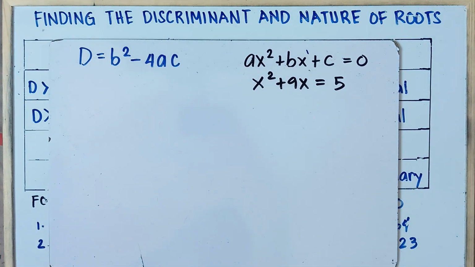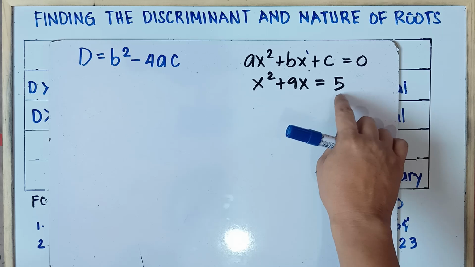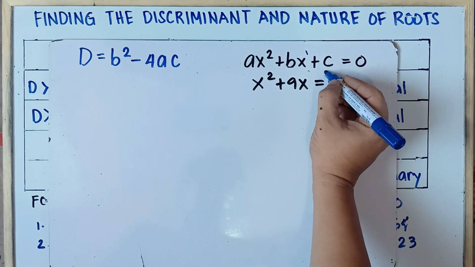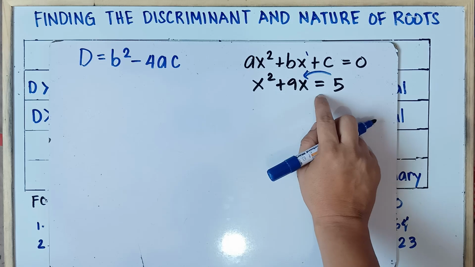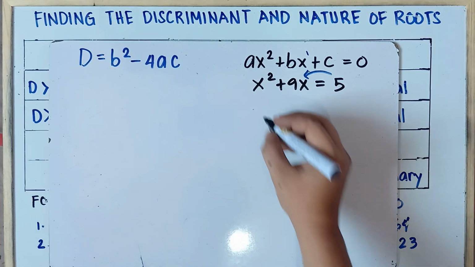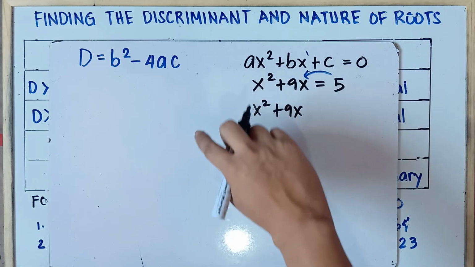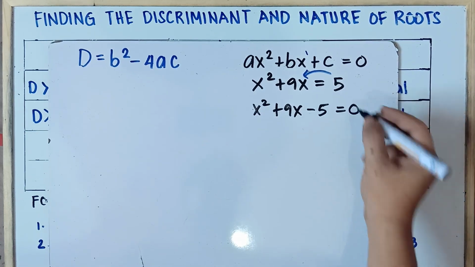Alright, you check the equation, class, if it's arranged. Is it arranged? Nope, it's not arranged, because the right side of the equal sign should be equal to 0. Since we have 5, we need to transpose 5 from right to left. This is positive, and once we transfer it across the equal sign, you always change the sign, class. It will be negative 5. So x squared plus 9x minus 5 equals 0.